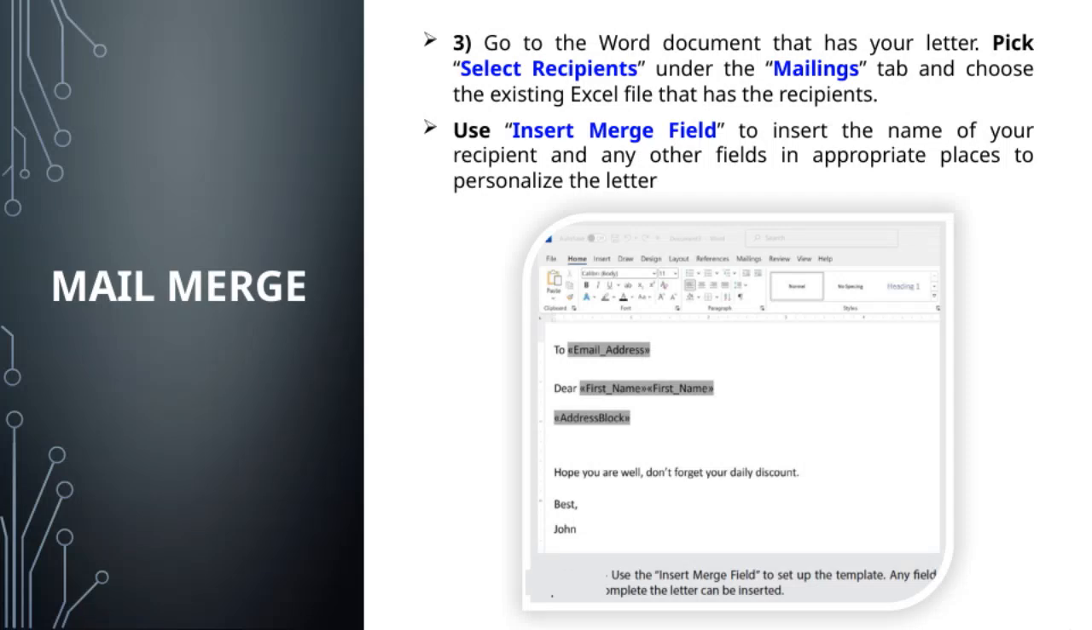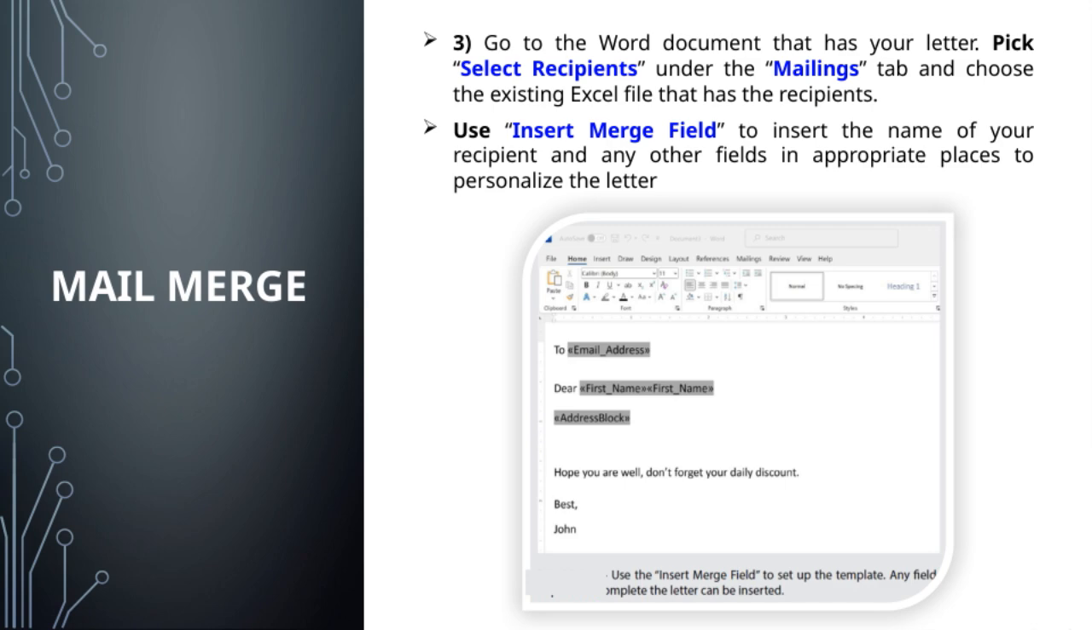Now let's move on to the next step in the Mail Merge process. First, open the Word document that contains your letter. Then, go to the Mailings tab at the top of the ribbon. Here, you'll want to select Recipients and choose Use an Existing List. From there, locate and select the Excel file that holds all your recipients' information.